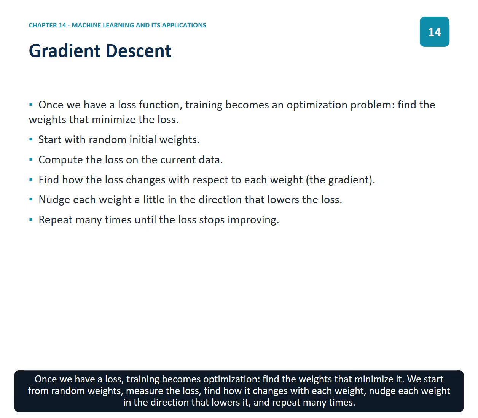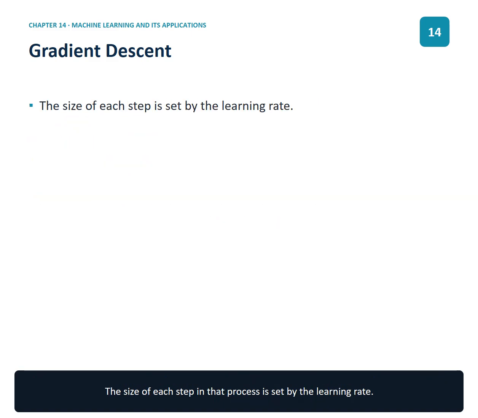We start from random weights, measure the loss, find how it changes with each weight, nudge each weight in the direction that lowers it, and repeat many times. The size of each step in that process is set by the learning rate.